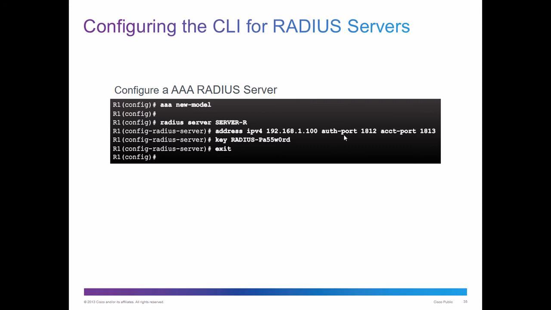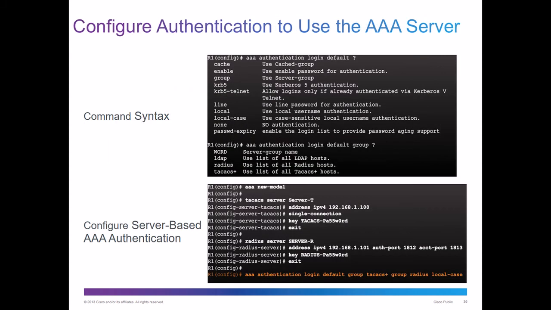You have to set up the authorization port and the accounting port. In this case, it's 1812 for the authorization port and 1813 for the accounting port. Give it a password and exit. So this is how you configure a AAA Radius server. All right.